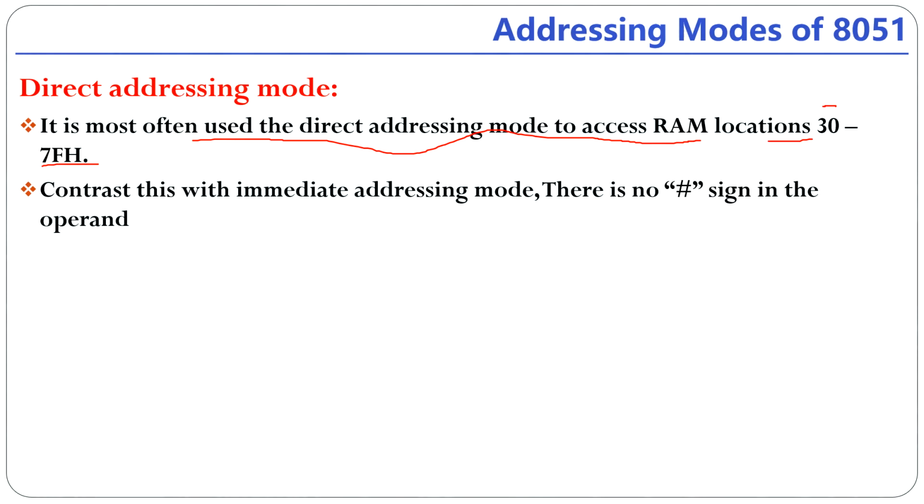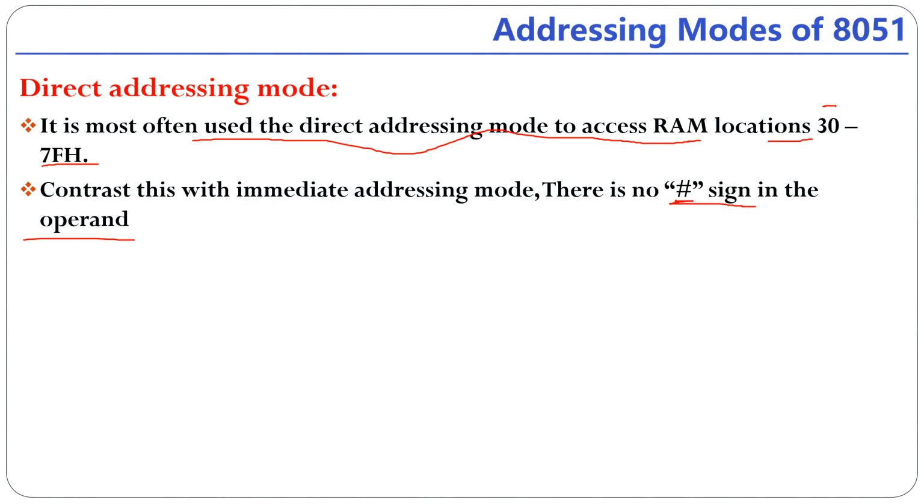Contrast this with immediate addressing mode. There is no pound sign, remember, in the operand. This is the only difference between the immediate addressing mode and direct addressing mode.